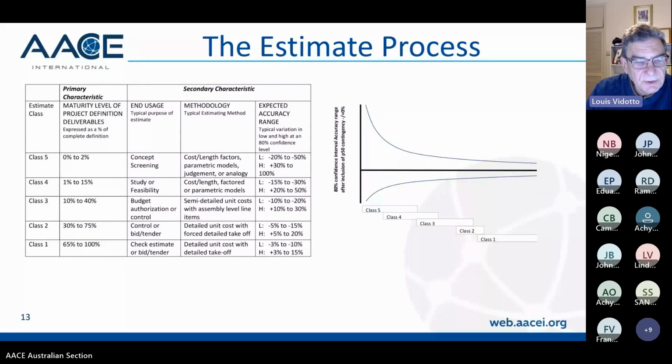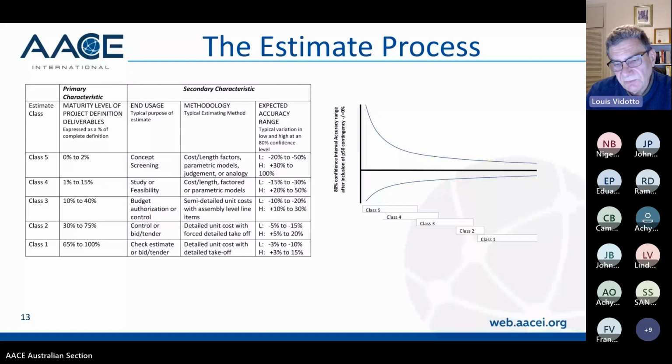So class 3 is really about a budget authorization or control, semi-detailed unit cost with assembly level line items. Again, the range is -10 to -20 up to +10 to +30. Class 2. Class 2 is really a lot of definition. It's either a control or a bid tender. We would call a class 2 when you start to get up to about 60 or 70% engineering definition.